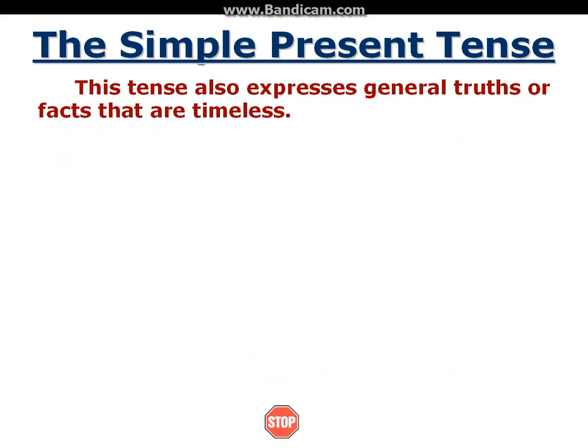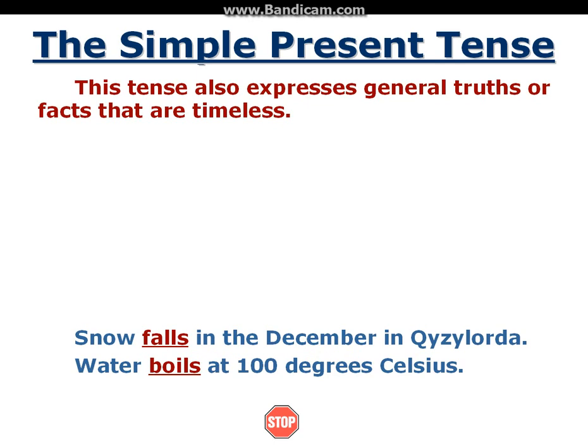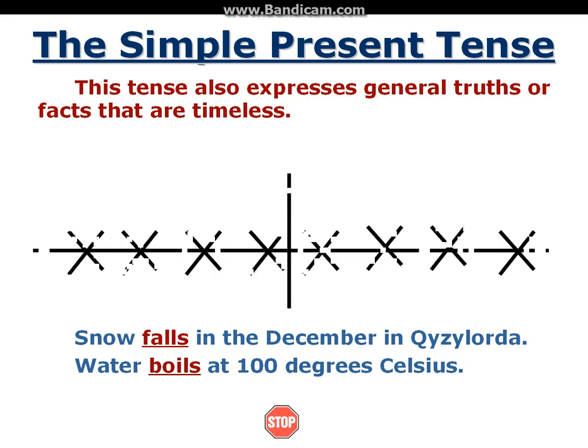This tense also expresses general truths or facts that are timeless. For example, snow falls in December in Kızılar'da. Water boils at 100 degrees Celsius.